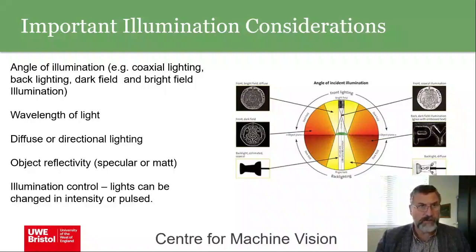Object reflectivity, specular means mirror-like. So it can be specular or matte, typically a surface. Illumination control, lights can be changed in intensity or pulsed. Again, this is another big advantage of LEDs and also lasers. You can turn them on and off very quickly and control the lighting very well, which is something you can't really do with incandescent bulbs in the same way. You don't have all the problem with heating as well, which used to be a problem with incandescent bulbs.